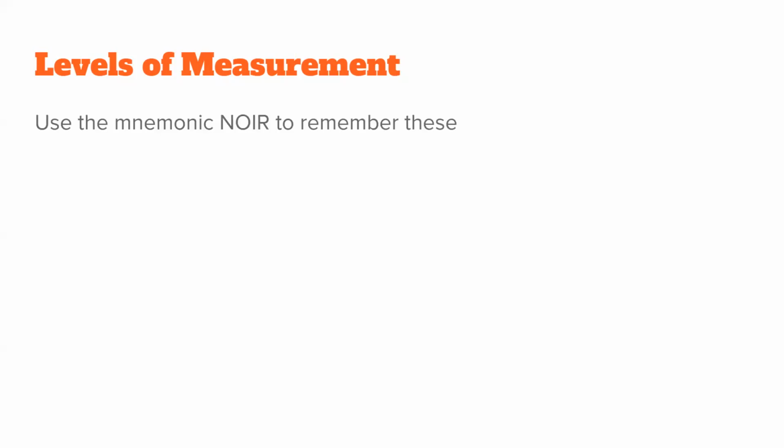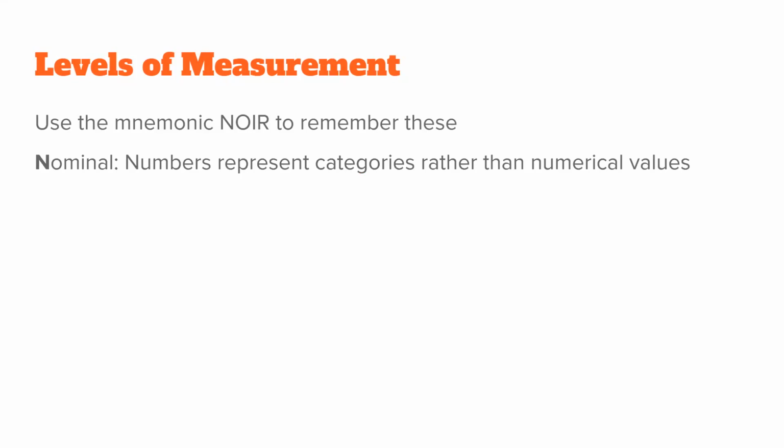We have a mnemonic that we can use to remember these different ones. There's going to be 4 that I teach you, and that mnemonic is NOIR. So each of those represents one of the levels of measurement, from the most basic, starting at the N, to the most sophisticated, that ends with the R. So the first level of measurement that we're going to learn about is nominal data.